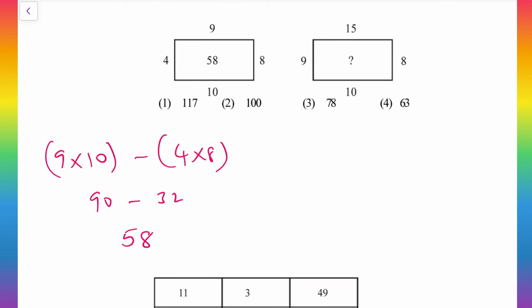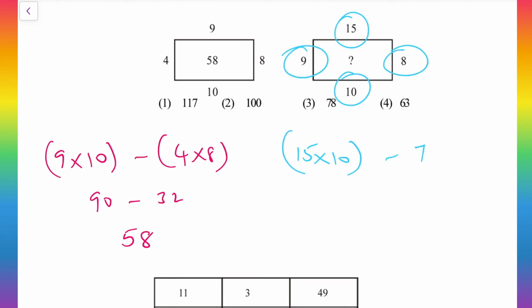Now let us apply the same for the second figure also. 15 into 10 minus 9 into 8. 15 into 10 is 150 minus 9 8s are 72.